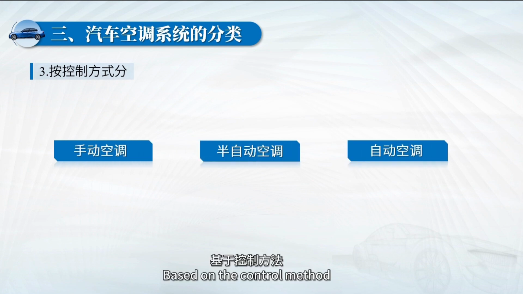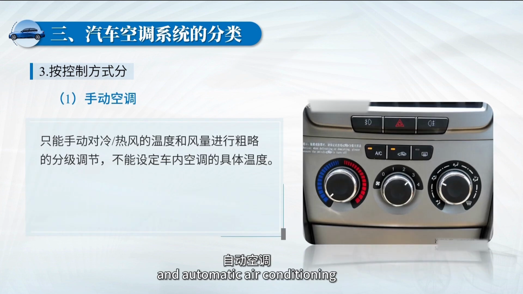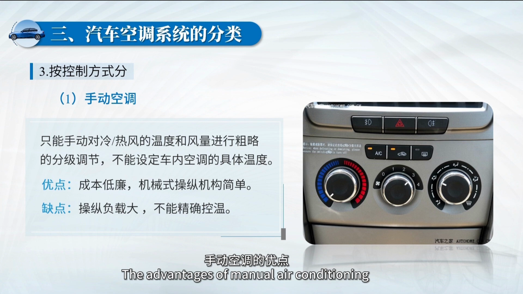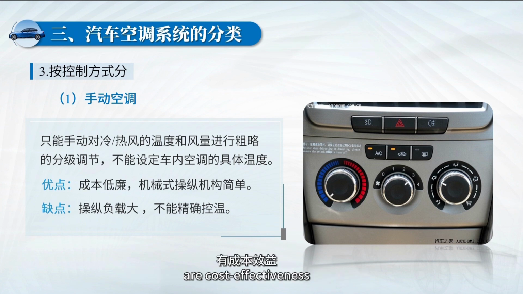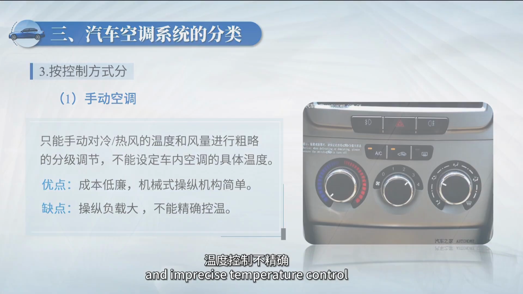Based on the control method, air conditioning can be categorized into manual air conditioning, semi-automatic air conditioning, and automatic air conditioning. In manual air conditioning, only rough adjustments of cold or hot air temperature and airflow can be made, and specific interior temperatures cannot be set. The advantages of manual air conditioning are cost effectiveness, mechanical simplicity, and a straightforward structure. The disadvantages include a heavy load and imprecise temperature control.